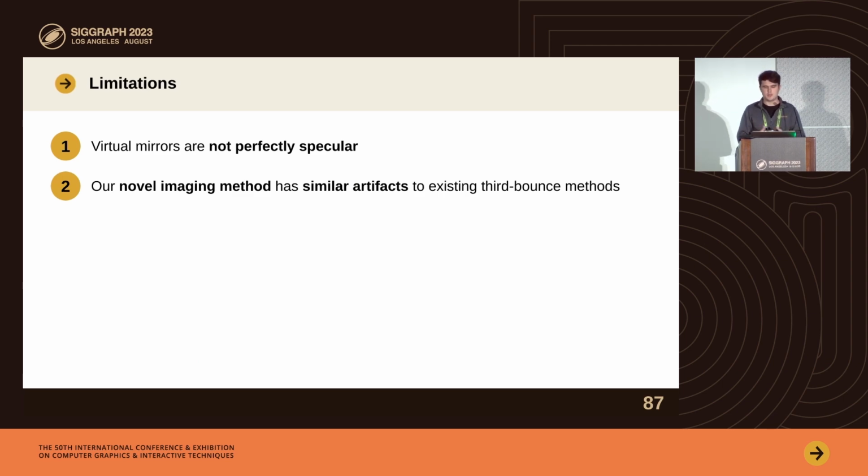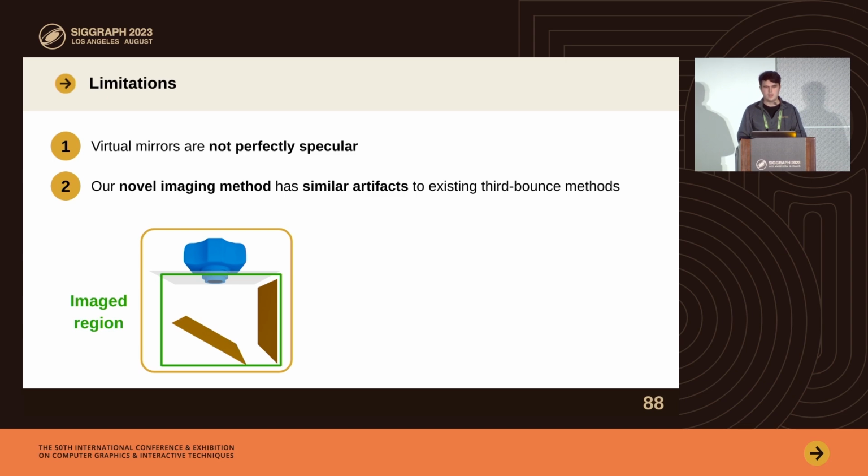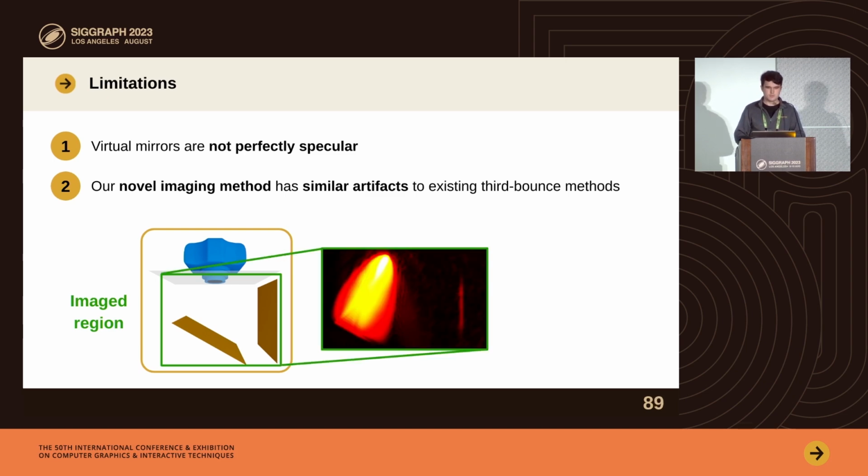Also, our novel imaging method has similar artifacts to what's already existing in third bounce methods. From the example I showed before, if we try to image this whole area, we see that this image contains multiple things. The first one is the surface that I showed you previously, which is good, but this illumination captures both the third bounce, fourth bounce, fifth bounce illumination, and all this information is entangled. So all these reconstruction methods have these kinds of artifacts because they can't disentangle this multiple bounce information.